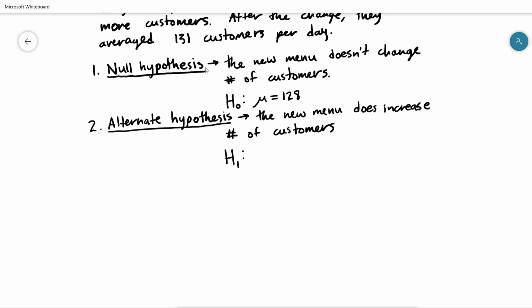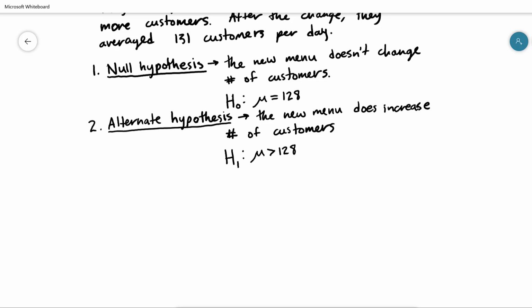The null hypothesis is always going to be that nothing happened, nothing changed, there's no difference. It wasn't effective, essentially. And the alternate hypothesis is always going to be the thing that was supported by the evidence. In this case, our evidence showed that the average number of customers went up to 131, so that hypothesis says it looks like it did increase the number of customers. And the way that we will write that is that we think mu, the average number of customers, is now going to be greater than 128.